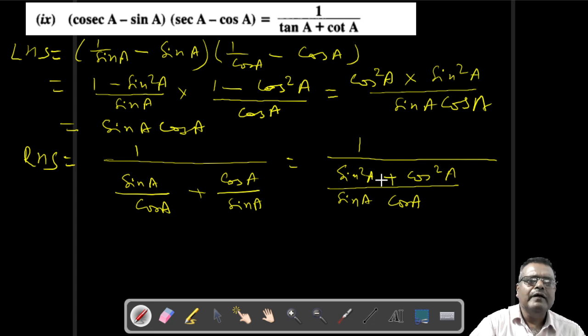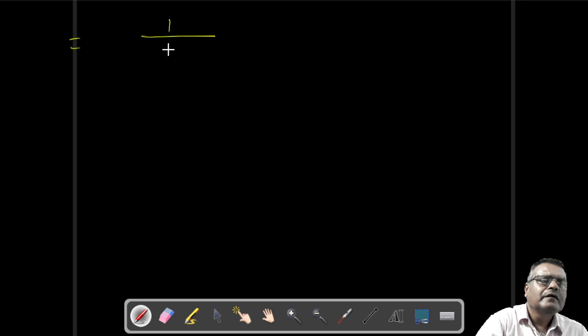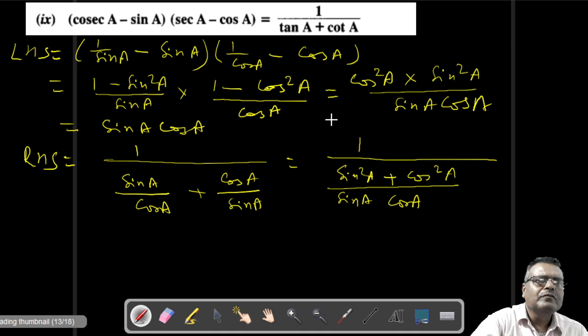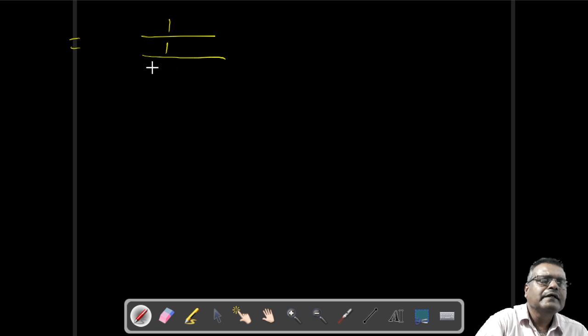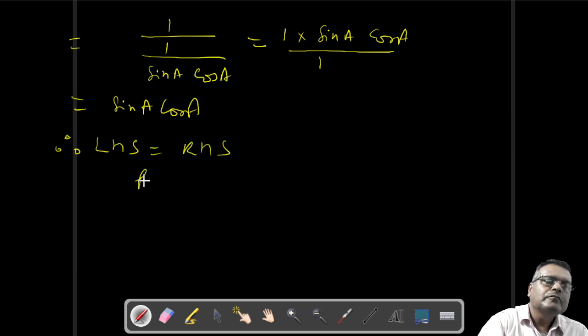So 1 divided by 1 by sin A into cos A. This is equal to 1 divided by 1 by sin A into cos A. So this can be written 1 into sin A into cos A divided by 1. So this is equal to sin A into cos A. Therefore, LHS equal to RHS. Proved.